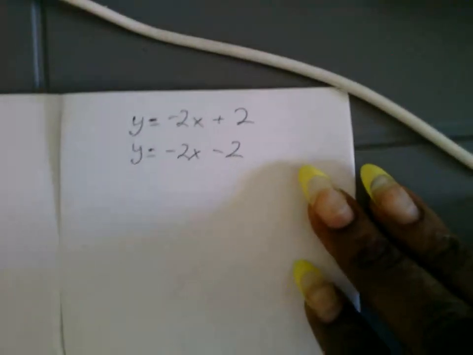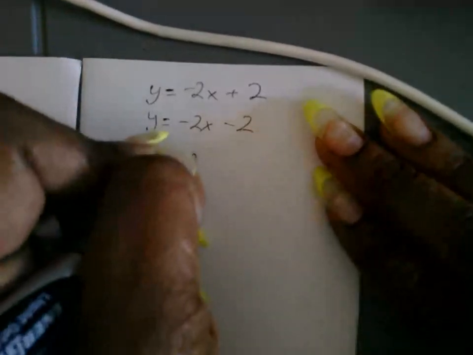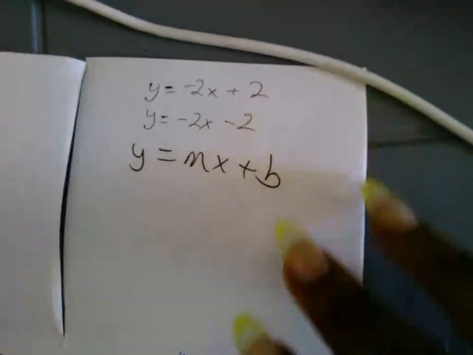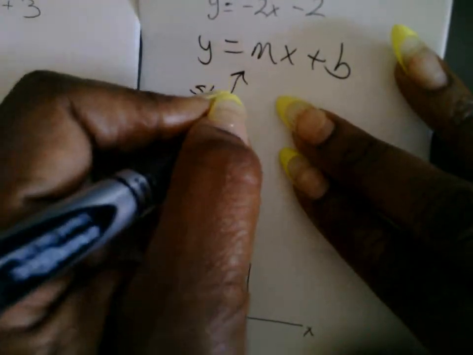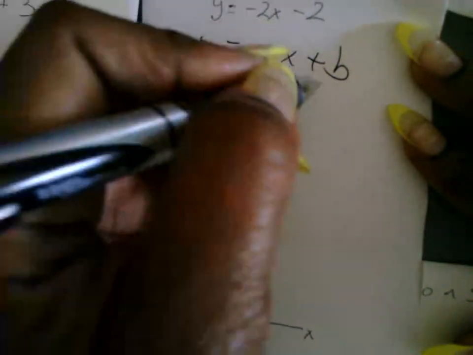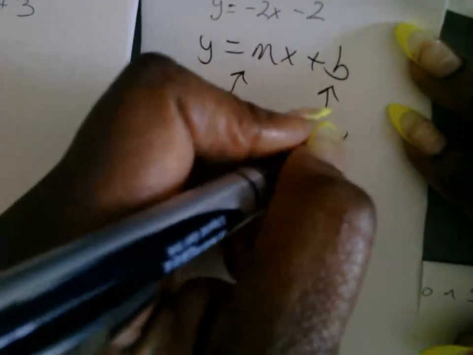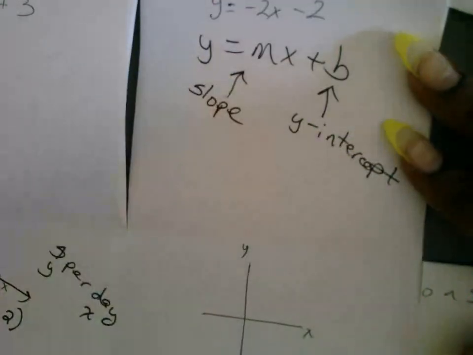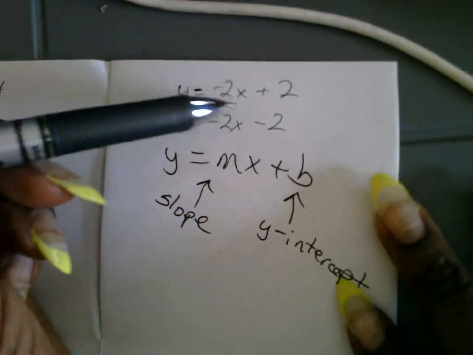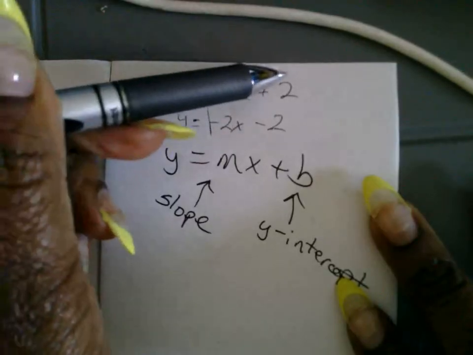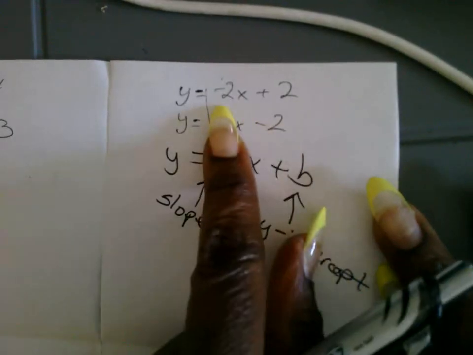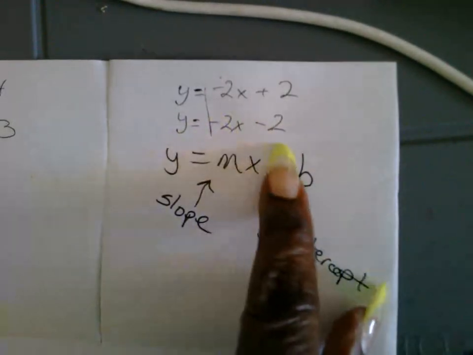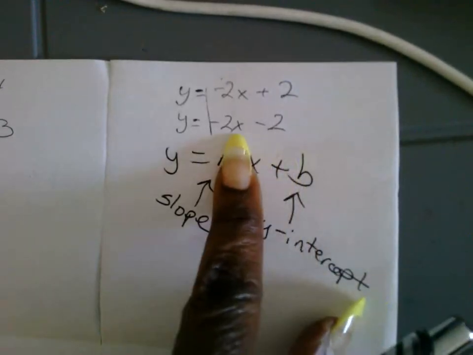Okay. Parallel lines. Parallel lines have the same slope. Remember y equals mx plus b? M is the slope. B is the y-intercept. If you look at these equations, you'll see they both have the same slope, but they have different y-intercepts. The first one is going to intersect the y-axis at 2, and then you're going to drop 2 for every 1. The second one is going to intersect the y-axis at -2, and you drop 2 for every 1.